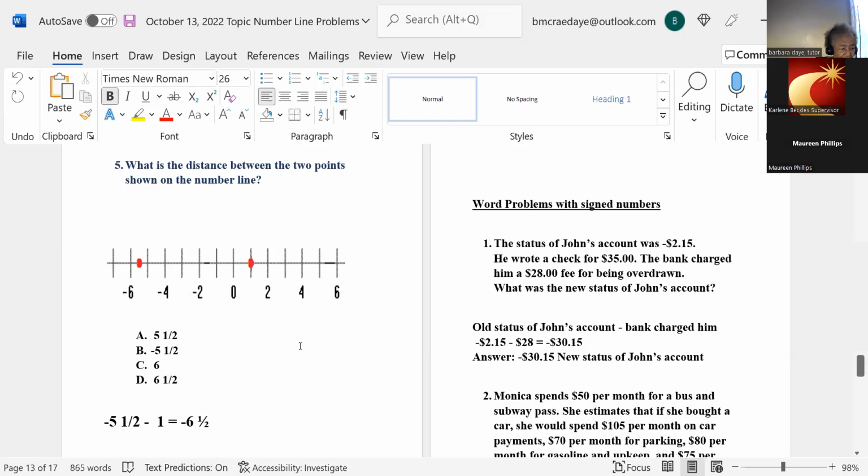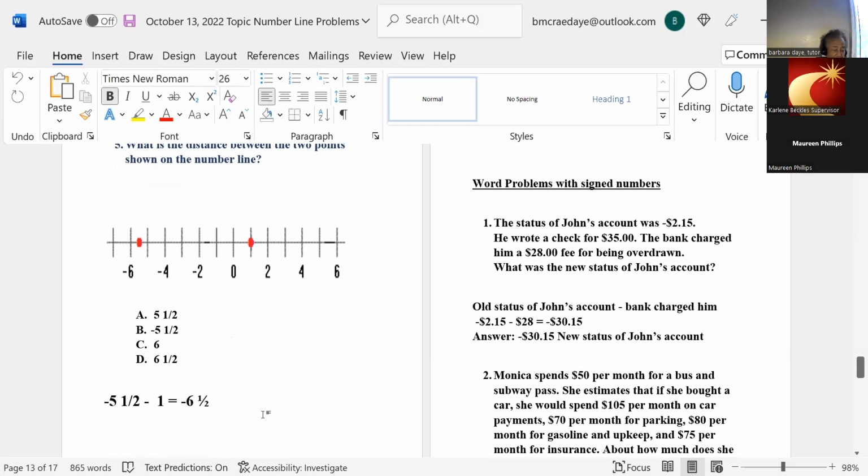So what's the absolute value? Remember, the distance is always positive. So the absolute value of -6.5 is just 6.5. All right. So what's the answer? D. That's it. Answer D.